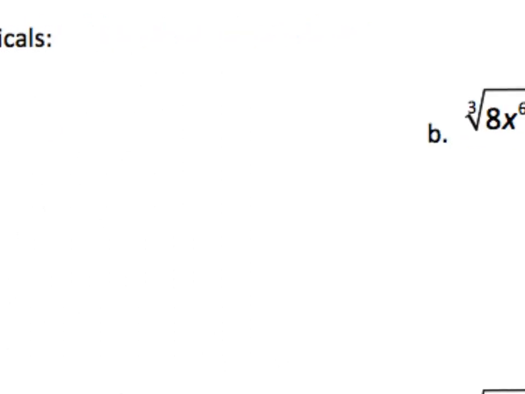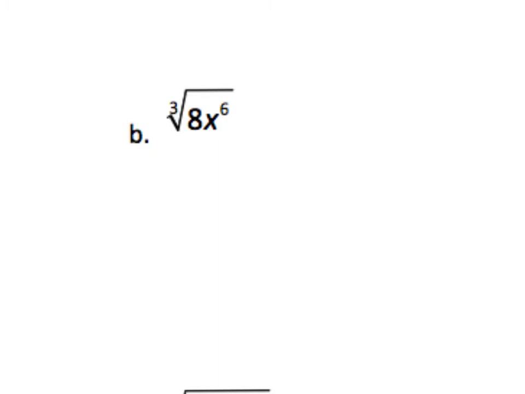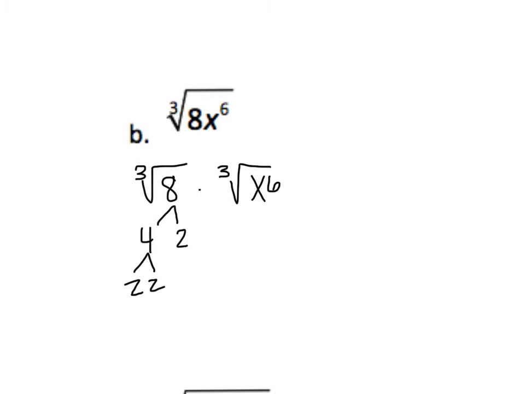It works very similar with cube roots. I'll go ahead and break this down separately. So if I'm breaking 8 down, 4 and 2, and then 2 and 2, and here's a group of 2s, so they can come out. Nothing is left over from the root.